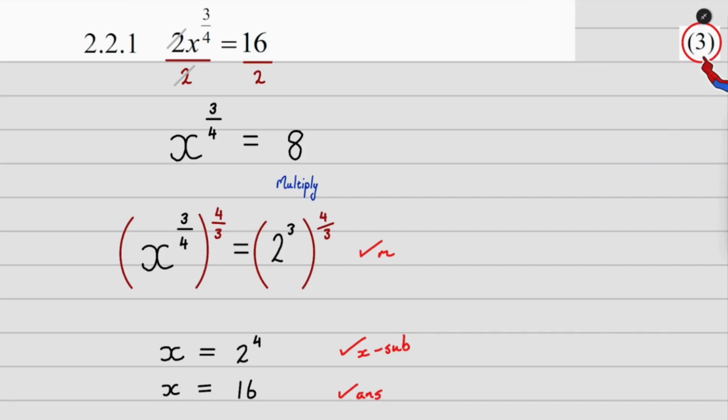And then just quickly having a look where your 3 marks come from. The method of raising both sides to the reciprocal of this exponent gets you your first mark. Getting x by itself gets you your second mark, and your final answer of 16 gets you the last mark.